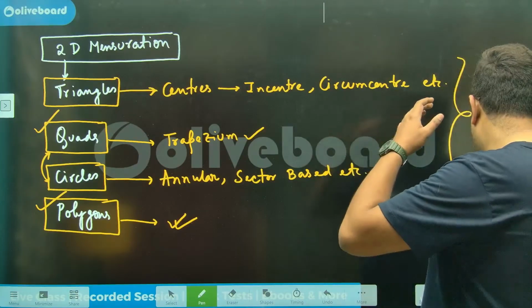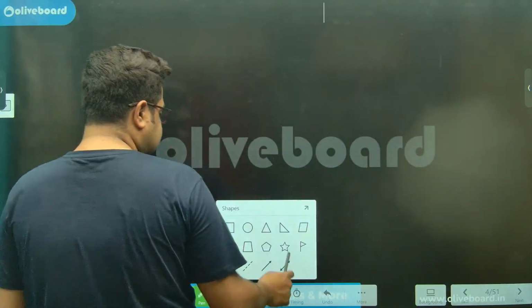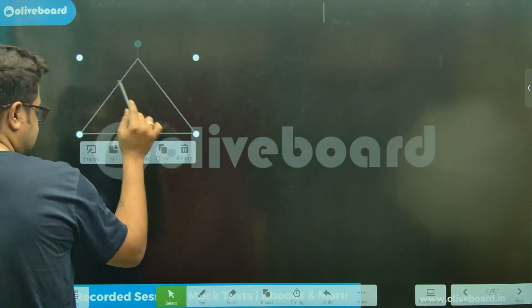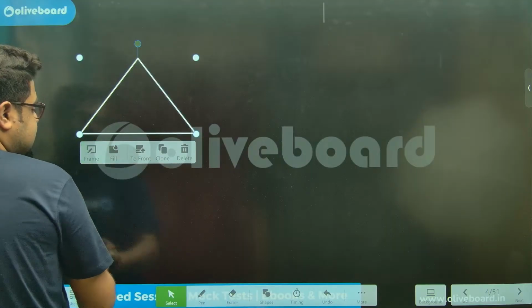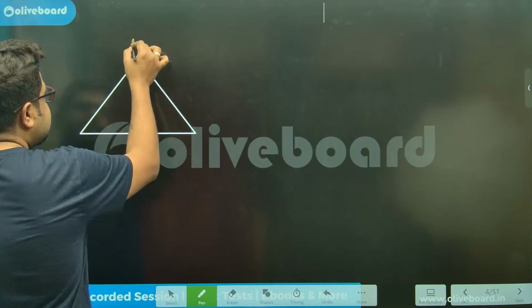Now, with that being said, let's start with the centers of triangles. Let's understand, everybody. If I take an equilateral triangle such as this one, please understand, let's say the name is ABC.